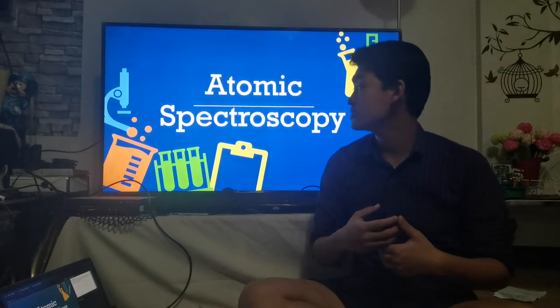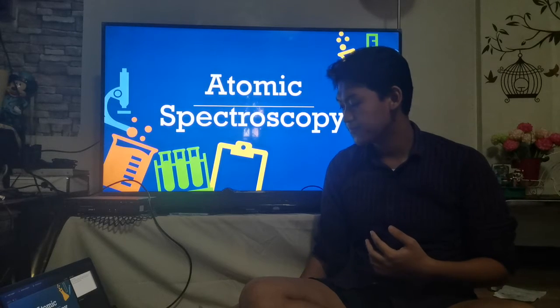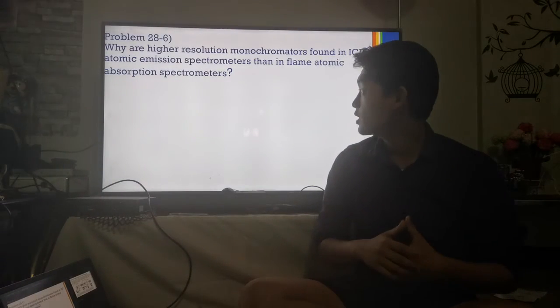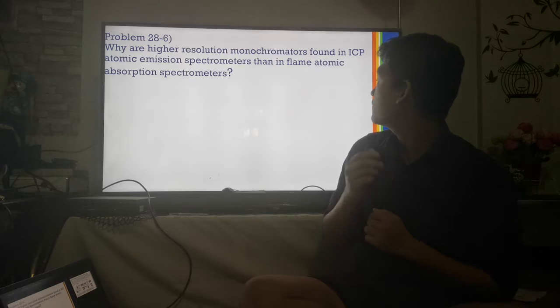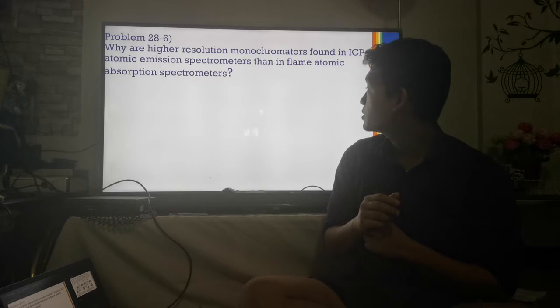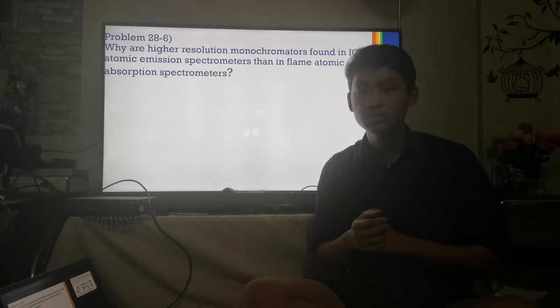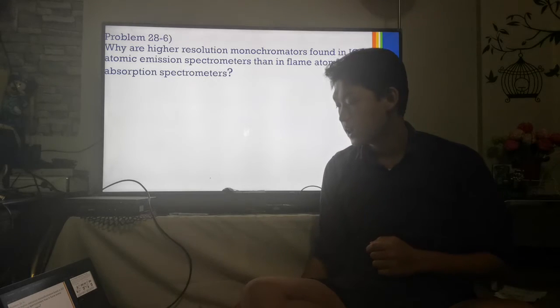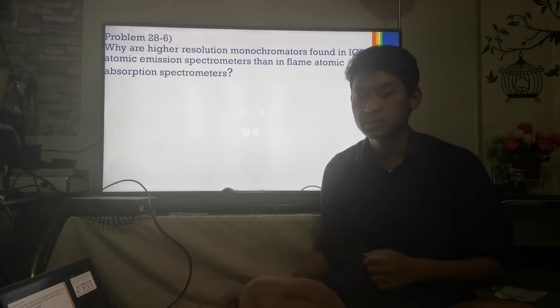Hi, today I will be answering a concept in atomic spectroscopy. So the problem goes, why are higher resolution monochromators found in ICP atomic emission spectrometers than in flame atomic absorption spectrometers? To answer this question, we must first understand what optical emission spectroscopy and flame absorption spectroscopy are.